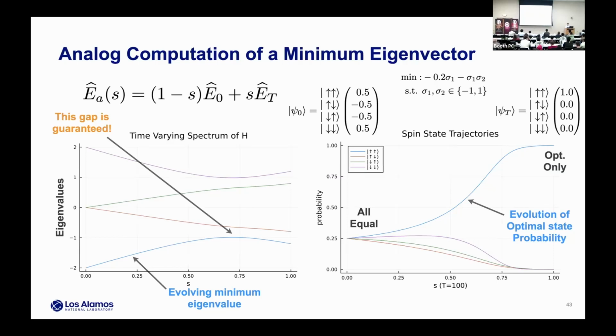Question? Well, so the analog quantum computers can get you in the uniform superposition state. They don't have a Hadamard.